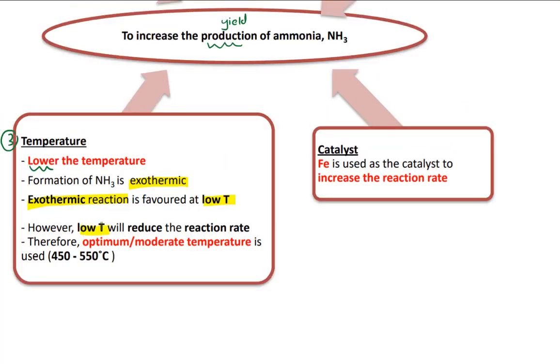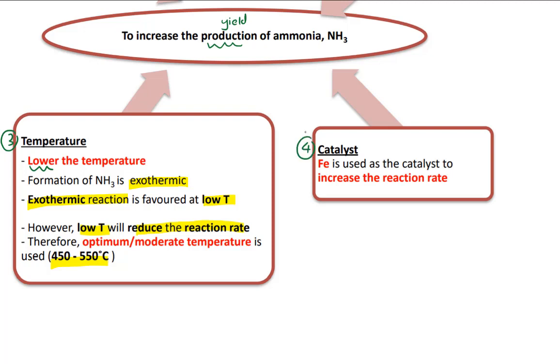However, lowering the temperature will reduce the reaction rate. When you reduce the reaction rate in an industrial process, it will increase the cost, which is not preferable. Therefore, we will set an optimum or moderate temperature, in the range of 450 to 550 degrees Celsius. We need to lower the temperature due to the exothermic reaction, but we cannot take a very low temperature, so we just keep it moderate, 450 to 550.